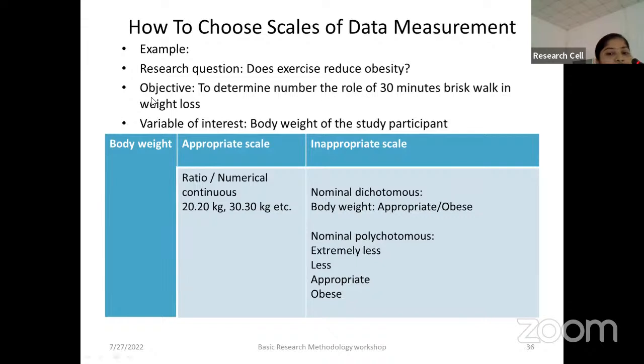Okay. If we move on to maybe even a numerical discrete scale, for example, the weight is measured as 20 kgs, 30 kgs. Although weight is measured, you are partially correct, but the final data will not be getting you towards the truth that you want. Okay. So here the most appropriate scale would be a ratio, or a numerical continuous scale in which you are putting the decimal also.